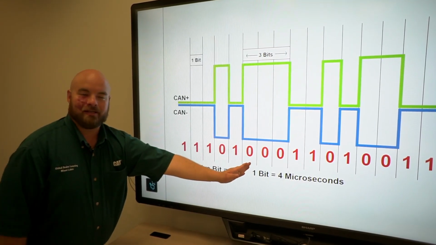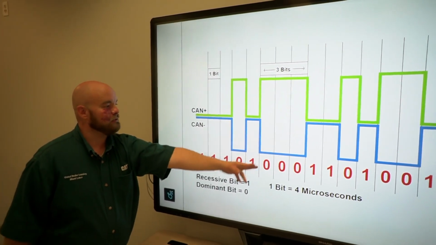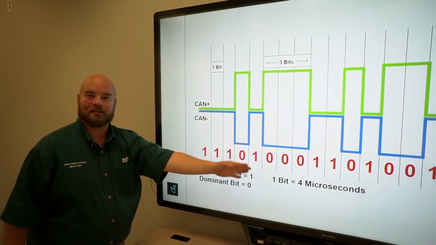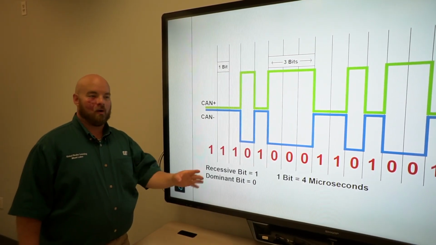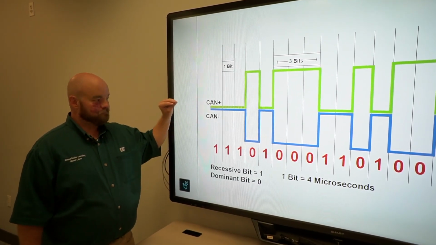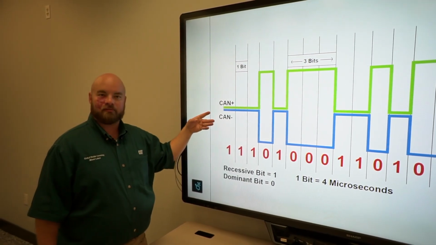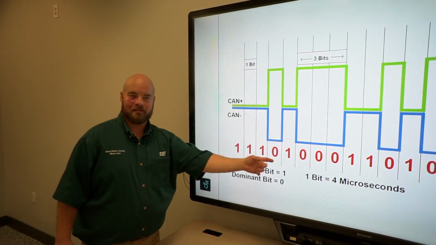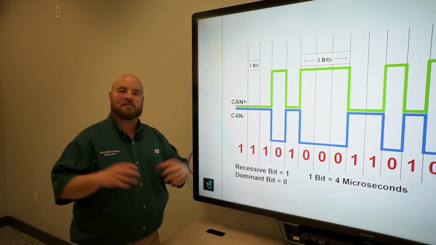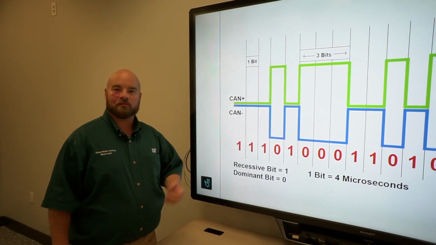4 microseconds later, it takes another sample. Now the voltage levels have gone high and low again, so our differential voltage here again is 2, and it calls that a bit 0. That's what that chip is doing all day long: it's sending those CAN voltages either high or low, measuring the differential voltage between them, and based on that, determining 1s and 0s. It then takes that sequence of 1s and 0s and turns that binary language into digital information.